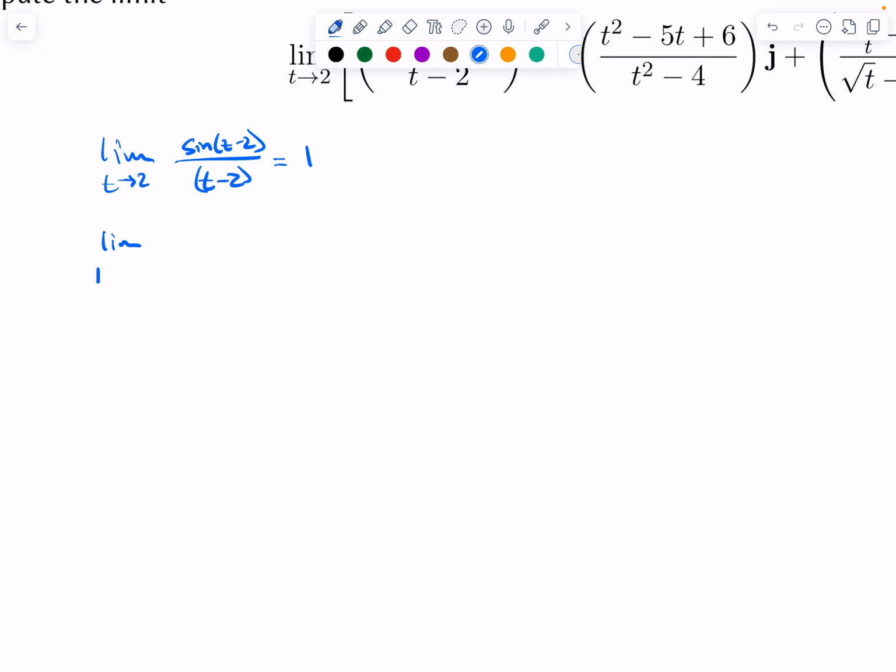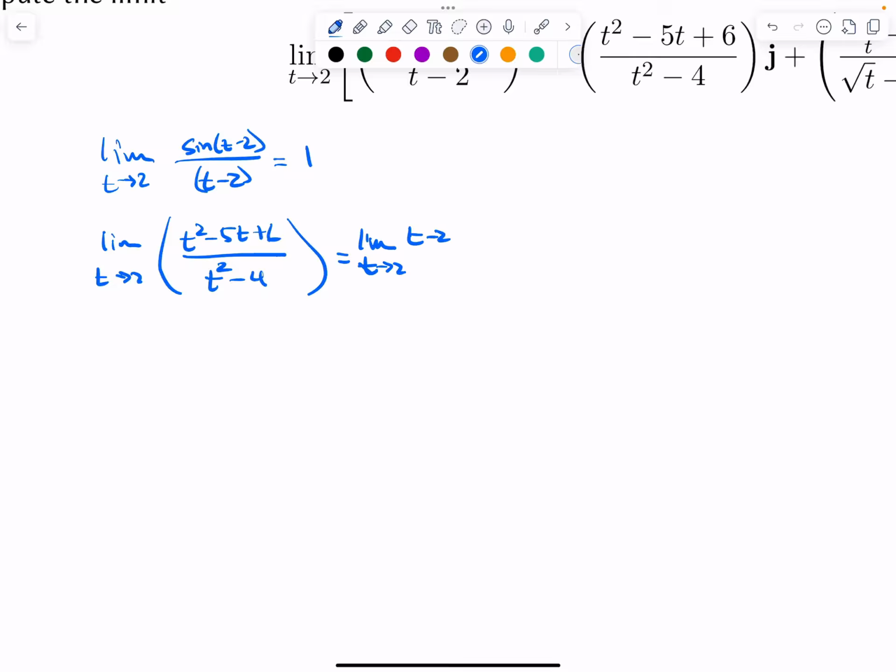The limit as t approaches 2 of t squared minus 5t plus 6 over t squared minus 4 is the same as the limit as t approaches 2 of (t minus 2)(t minus 3) over (t minus 2)(t plus 2). We're going to cancel those, and then we can just plug this in. And we got negative 1/4, and then the final limit, and then we'll put it all together.